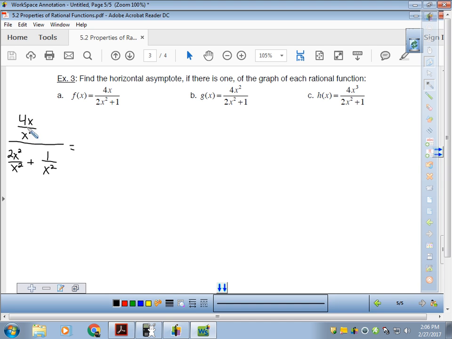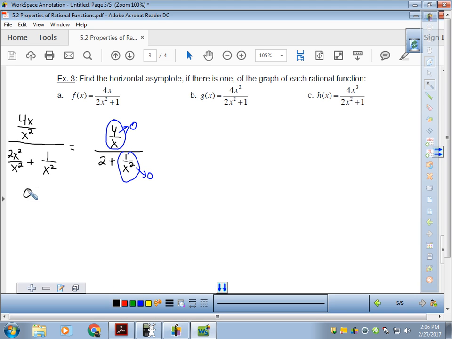Here, this x can cancel out one of the x's beneath it, so I end up with 4 over x. On the bottom, these x squareds can cancel, so I would just have 2 plus, on this last term on bottom, nothing cancels, so it's just 1 over x squared. Okay. And then as I said, any fractions that end up left over with x's on the bottom go to 0. So this fraction right here, because it has an x still on bottom, it's going to go to 0. This fraction right here, because it has an x on bottom, it's going to go to 0.